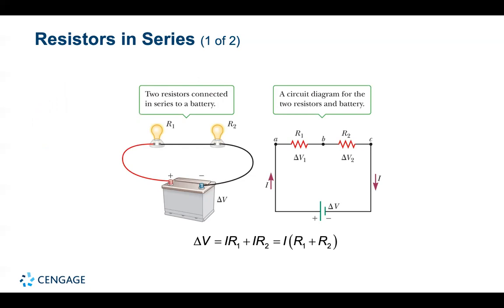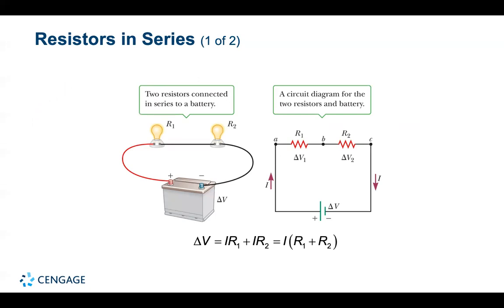Let's think about resistors in series, which is the opposite of how it would be if you have capacitors in series. In the figure, we have resistors R1 and R2 in the form of an incandescent light bulb in series with a battery. The currents in the resistors are the same.